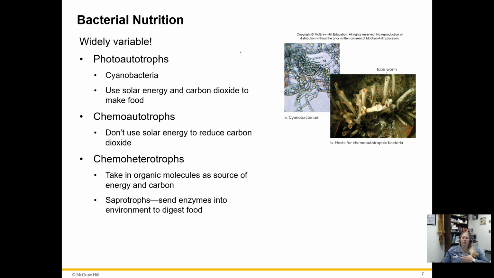This is similar to us. We take inorganic molecules as our source of energy and carbon. And so this is something that we see when it's other organic feeder. So chemoheterotroph, they're eating something else.